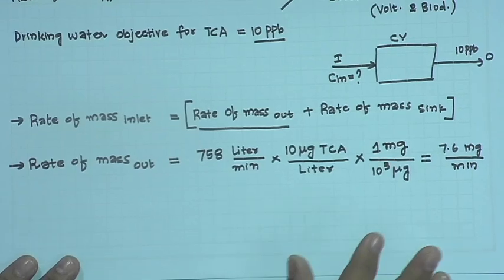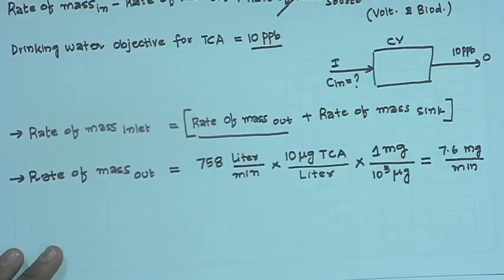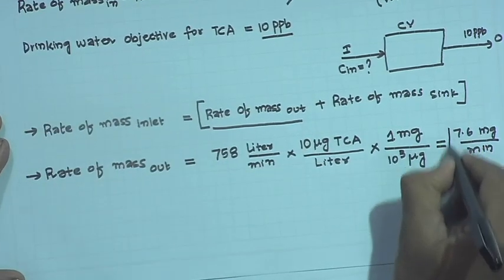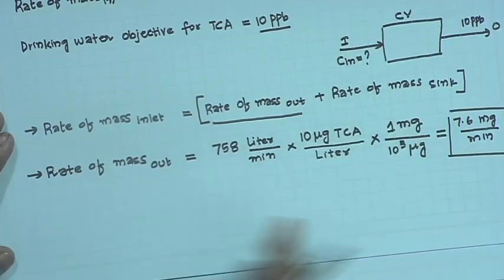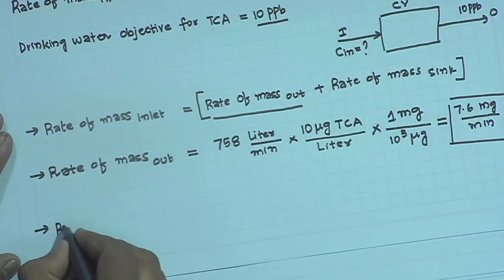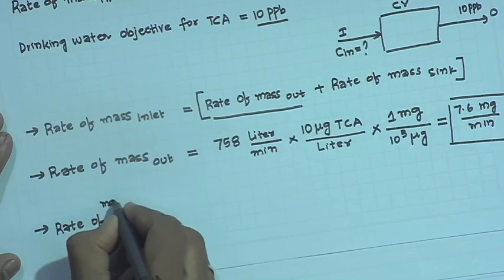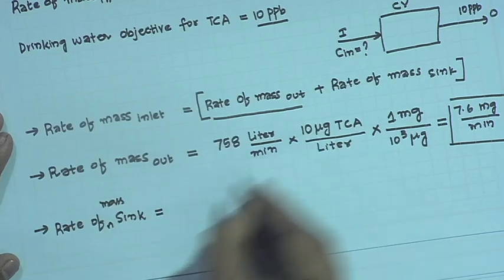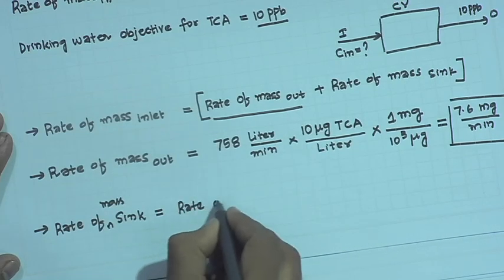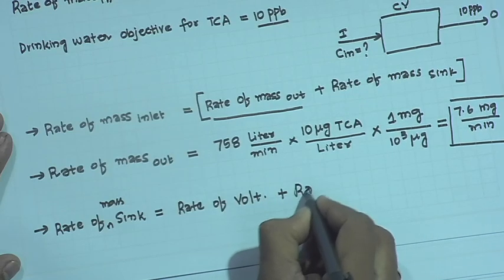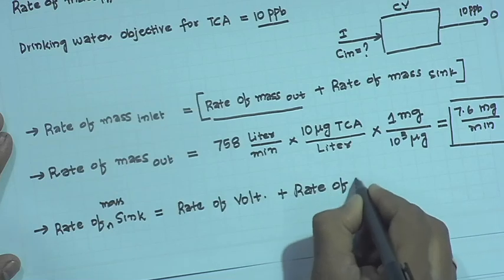The most important thing we have to understand in these numericals is the unit conversions. Once you do the unit conversions carefully, the final answer can be achieved. Now, since we have calculated this, we will go to the rate of mass at the sink, which is given by the rate of volatilization plus the rate of biodegradation.